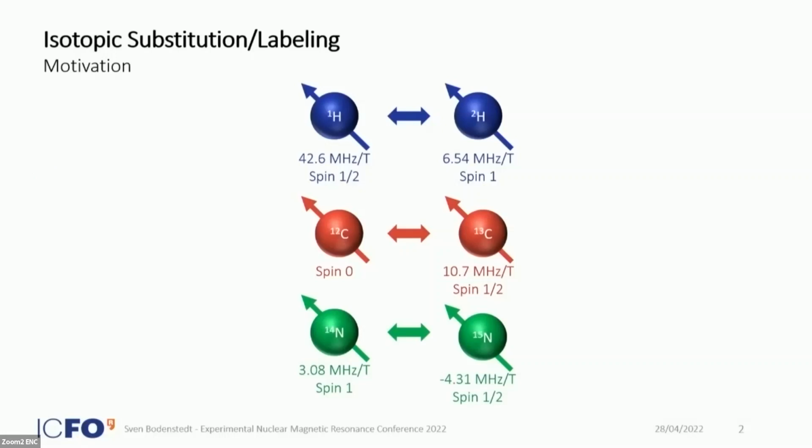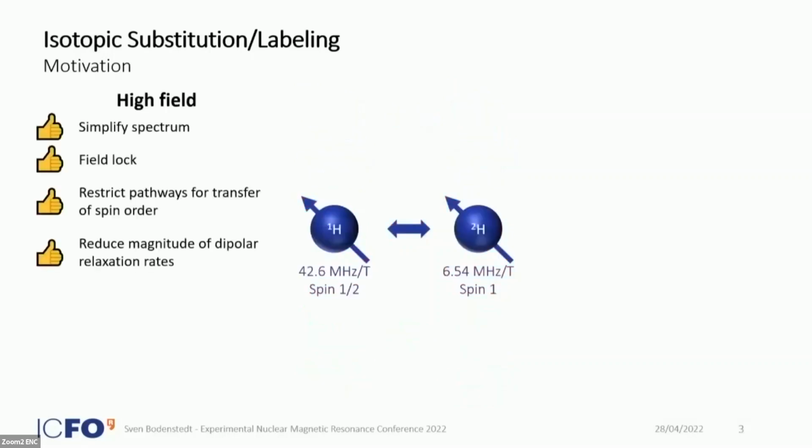So for now, let's focus just on hydrogen and deuterium because it's very popular and it's also a very interesting example. At high field, there are many reasons why you want to do that. You could simplify the spectrum by either just reducing the number of protons you have on a molecule, or by somehow improving the dispersion of the signal. You could use the deuterium as a field lock, as well as restrict the pathways for transferring spin order, depending on if you have parahydrogen or similar methods.